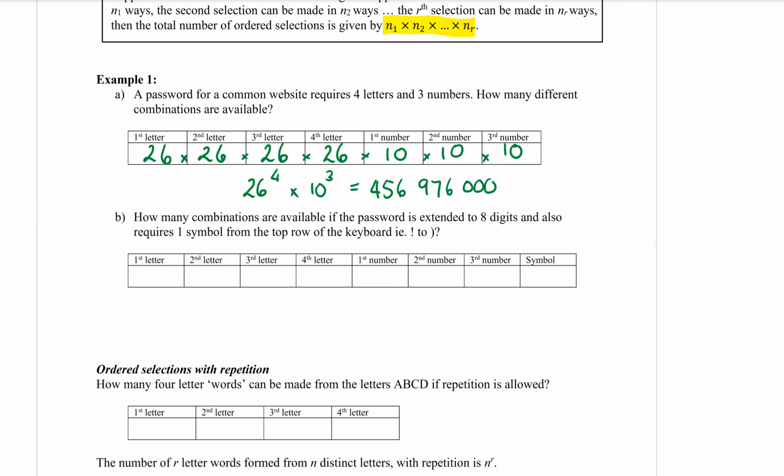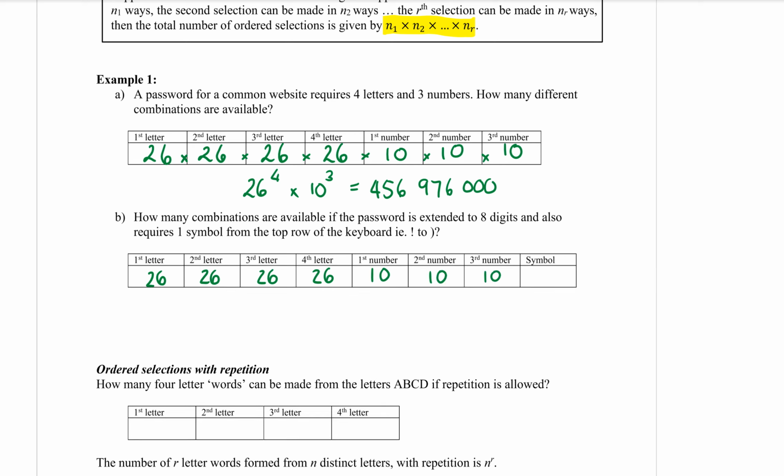Okay, so part B. How many combinations are available if the password is extended now to 8 digits? We're going to add an extra digit on there. And that last digit is going to be a symbol on the top of your keyboard, so your exclamation mark through to your bracket. Basically the first part is the same. So you've got 26 choices for each one of your letters, and you're going to have 10 choices for each of your numbers.